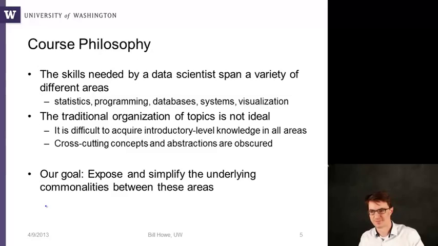Okay. All right. So at the risk of belaboring this, the philosophy of the course has been that the skills needed by the data scientist span a variety of different areas: statistics, programming, databases, distributed systems, visualization. But the traditional organization of these topics is sort of vertical and is not ideal for becoming introductory in data science, right? So in order to get introductory level knowledge in all these areas, what you end up having to do is take an introductory course in 7 different areas or something. So a lot of different courses.